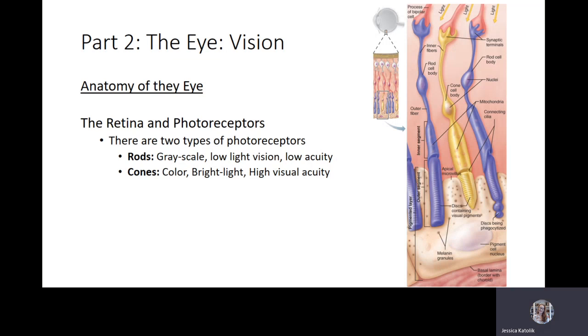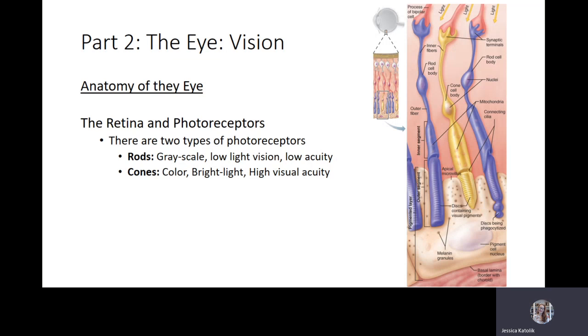Okay. There are 2 major types of photoreceptors: rods and cones. They are named based on their structure here and here. The rods are going to see light in grayscale, so it'll see in black and white. And they are best used in low light vision. So when we are outside in the dark, we're going to be using our rods to be able to see in the dark.